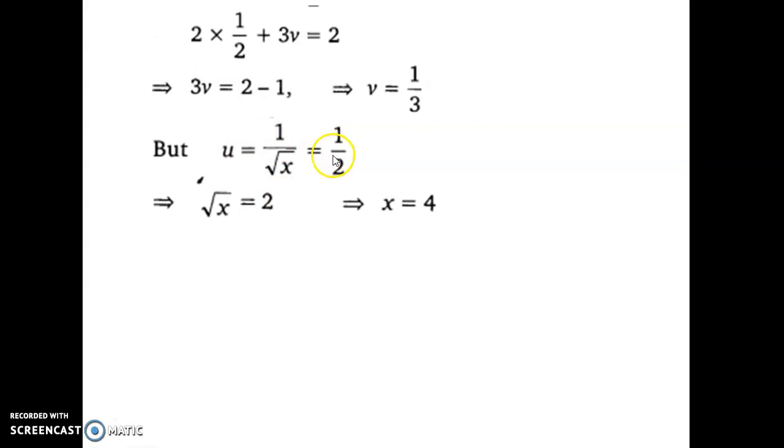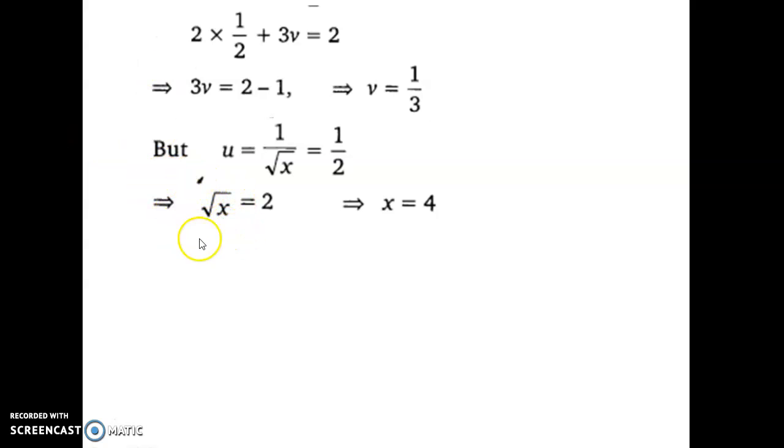So 1 by 2 equal to 1 by root x. If you cross multiply, 2 will go to the numerator and root x will also go to the numerator. That's why I am getting root x equal to 2. So square root, how to remove? Squaring on both sides, RHS and LHS, I should do squaring. So square and square root means we will get simply the variable or the number which is there.